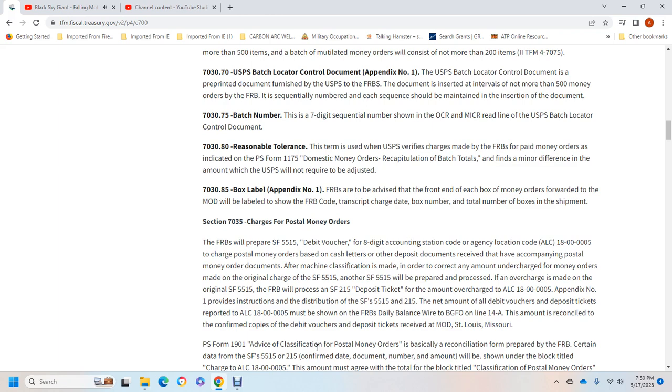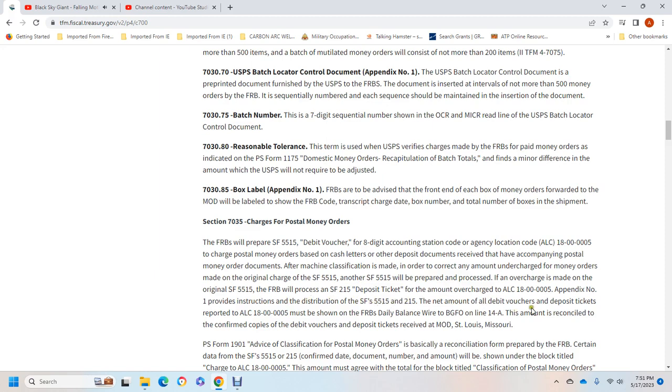The change of the postal money orders by the Federal Reserve Bank is prepared with the standard form 5515 debit voucher, with the 8-digit accounting system code and the agency location code, charging the postal money orders based on the cash letter with the deposit of the documents received. If, after machine classification, a correction is needed for the amount of the uncharged money orders or the original charge, another standard form 5515 will be prepared to correct the overcharge made with the original 5515. The Federal Reserve Bank prepares the standard form 215 deposit ticket for the amount of overcharge with the agency location code. Appendix number 1 provides instructions for distribution of standard forms 5515 and 215.